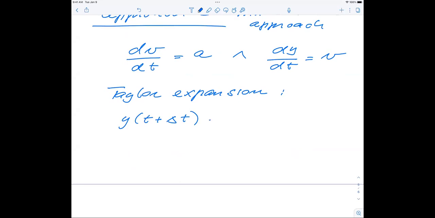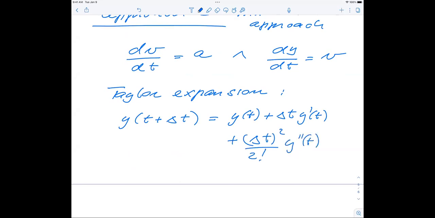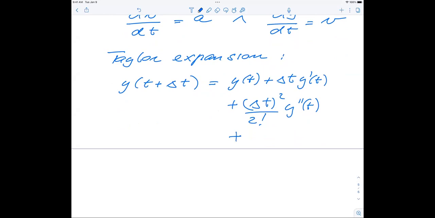And when we Taylor expand it, we have a famous expansion here: y of t plus delta t multiplied with the derivative of y of t. And then we have higher order terms, delta t squared divided by 2 factorial, and then we have the second derivative. And now I'm going to write this in terms of the higher derivatives, but just putting a delta t cubed here.